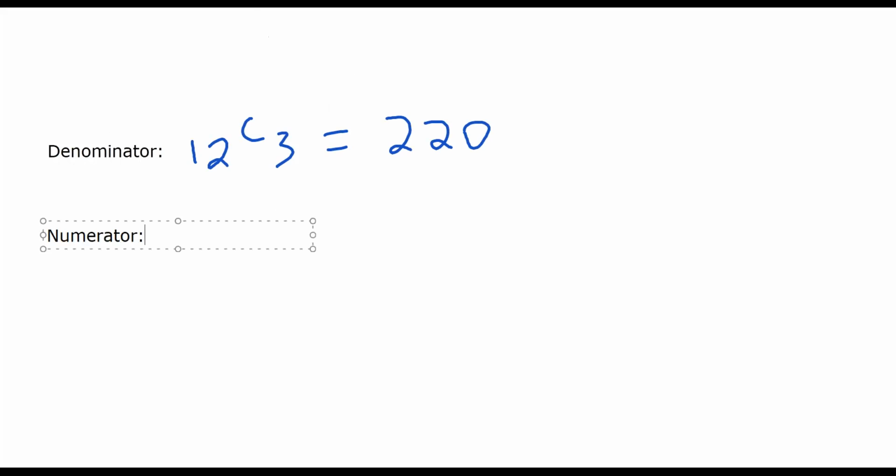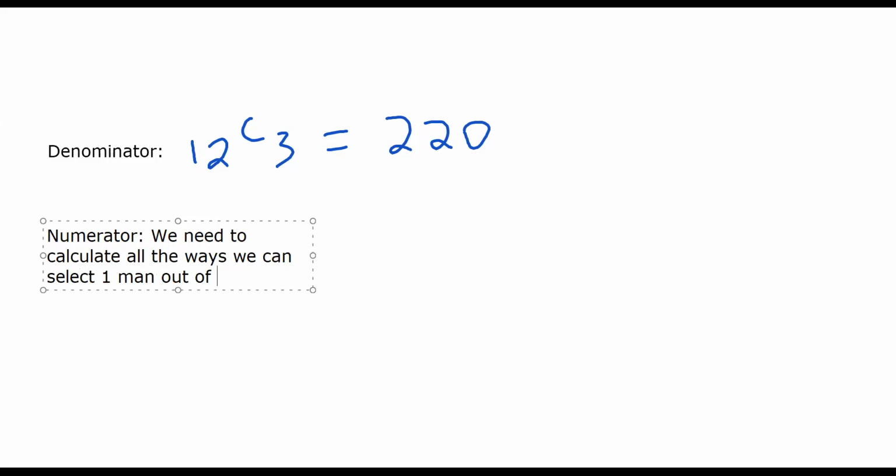Remember, the denominator of our calculation is just going to be the number of ways we can select any 3 out of the 12. It was 12C3, which, if I remember correctly, was 220. Our numerator, though, this one is going to be a little bit more complex. This one we need to calculate all the ways we can select 1 man out of 5 men and 2 women out of 7 women.